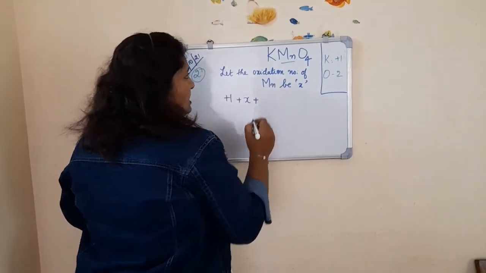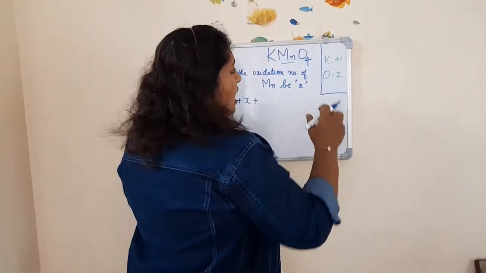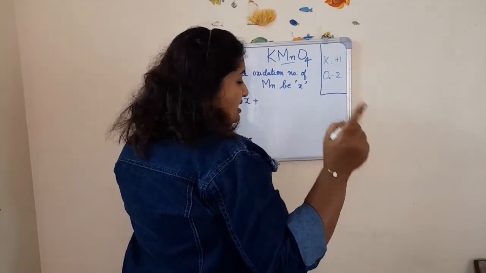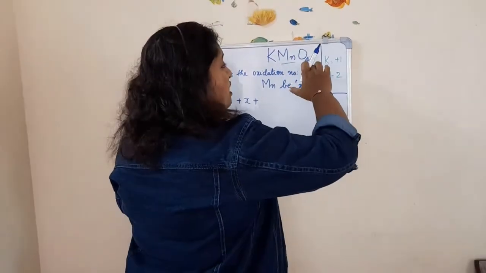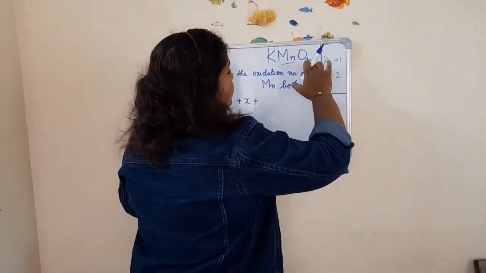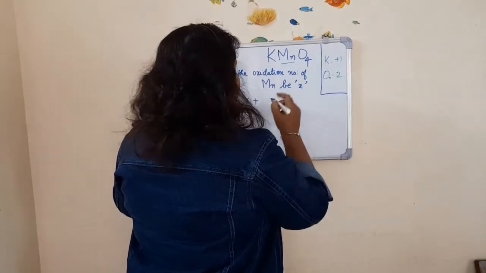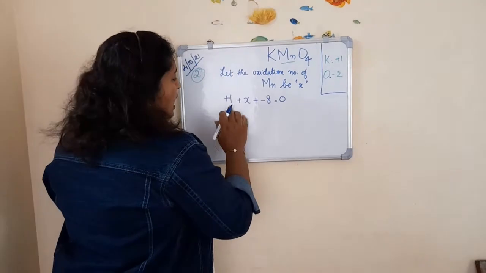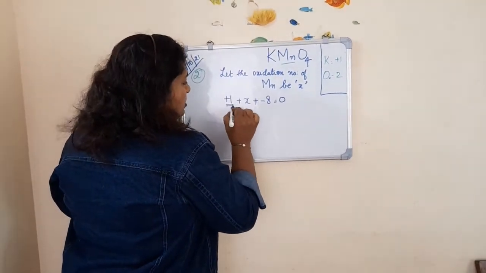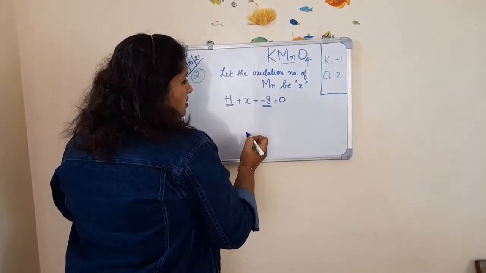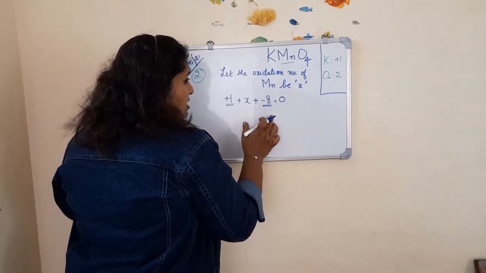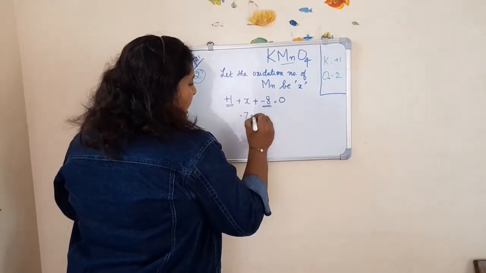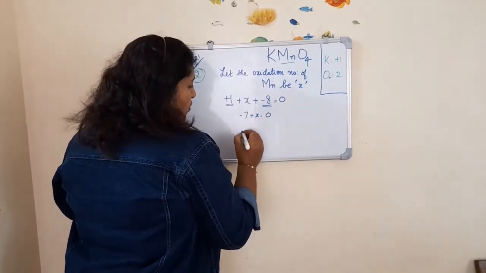Oxygen atom. The oxidation number of one oxygen atom is minus 2. So what will be the oxidation number of 4 oxygen atoms? 4 into minus 2, minus 8. Now plus 1 and minus 8, subtract it and put the sign of the bigger number. Minus 7 plus x is equal to 0.